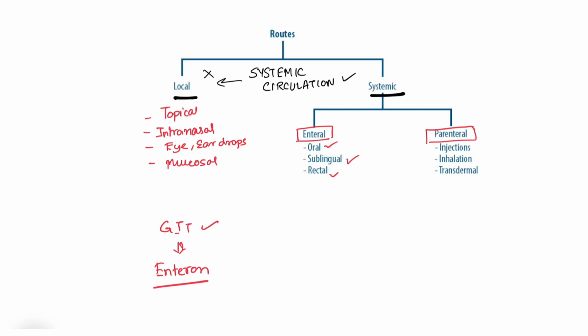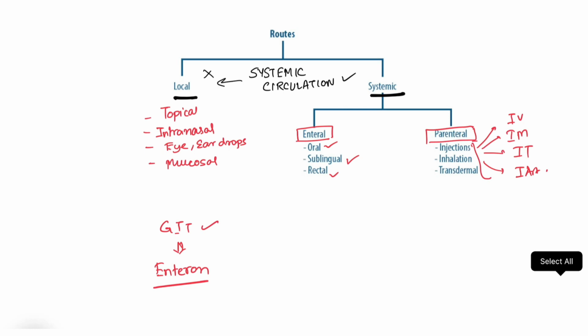And what are the parenteral routes? Parenteral routes are different sorts of injections. What are the different sorts of injection? It can be intravenous, intramuscular, intrathecal, intra-articular. There are so many different routes that we will discuss later on. So these are different injections, or you can inhale the drug for systemic spread, or you can have the transdermal route. So this is more or less the idea of different routes of drug administration.